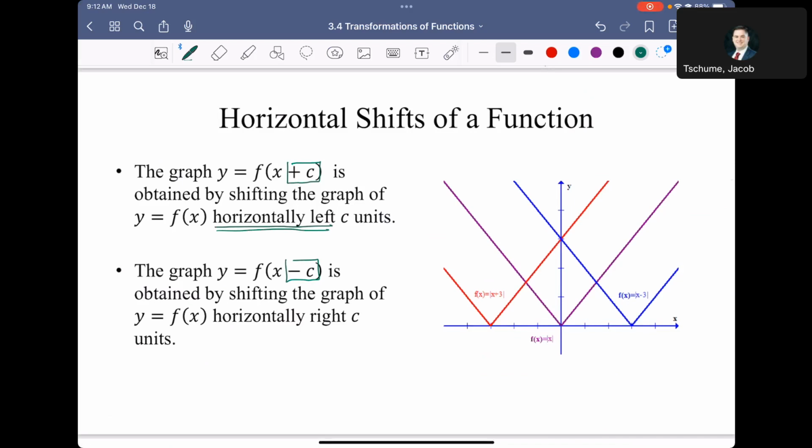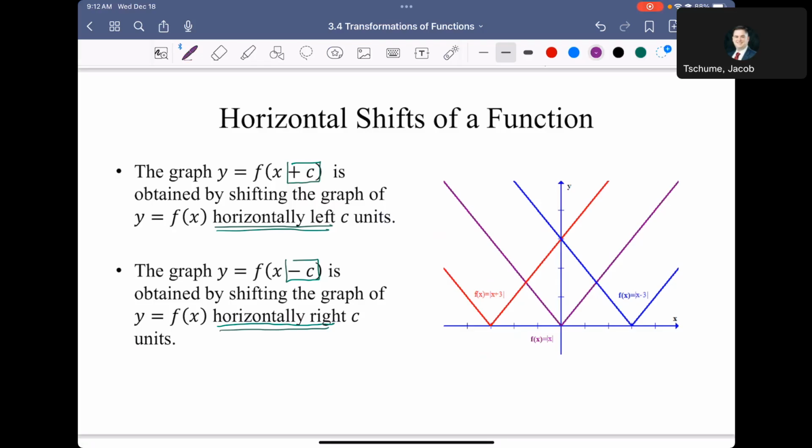Similarly, if you have a minus c on the inside of your function, you are going to shift horizontally to the right. Now that is backwards from what you traditionally would think. Traditionally, we would think plus goes right and minus goes left. But with horizontal shifts only, those work backwards. So please be careful as we go through our problems in this video.